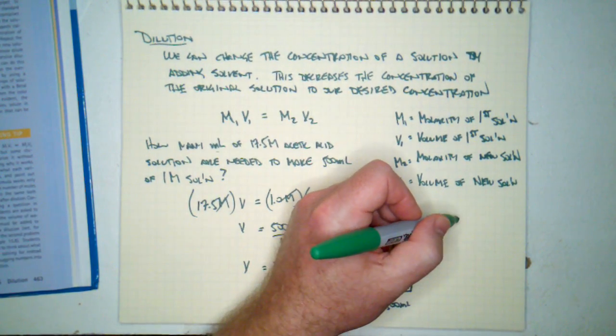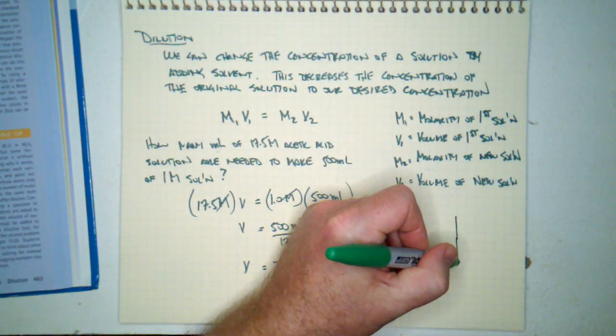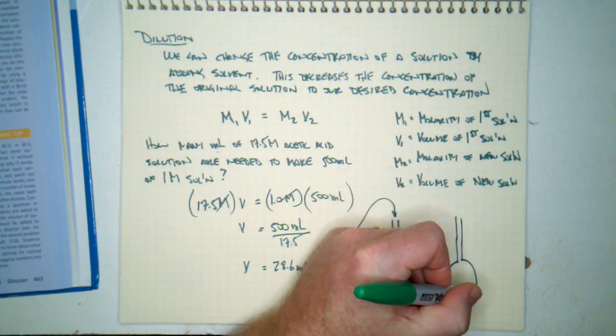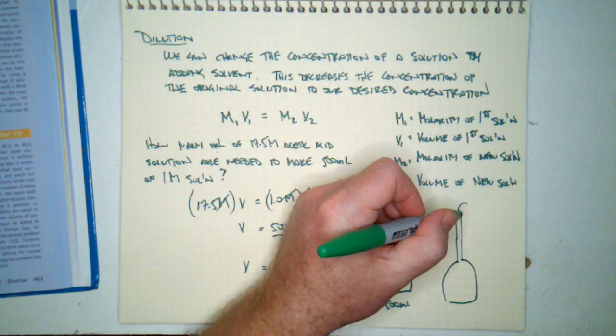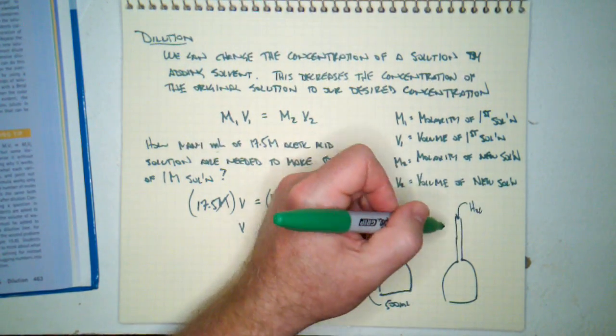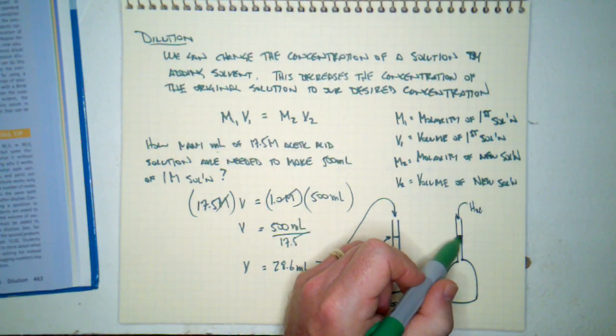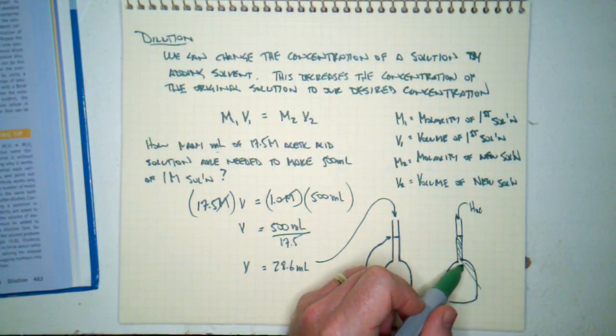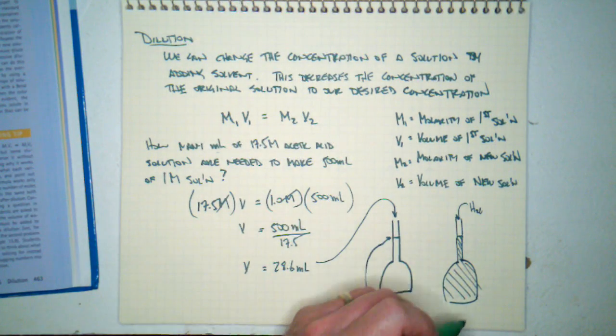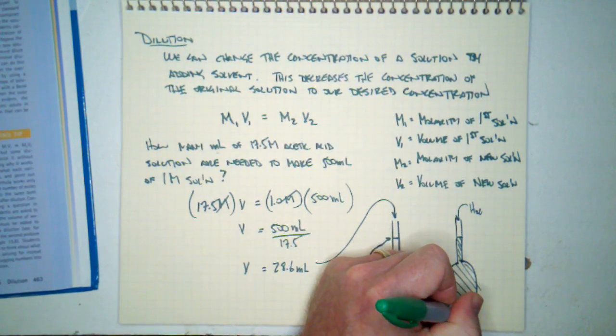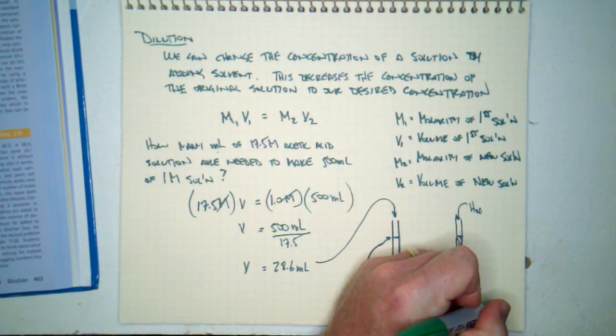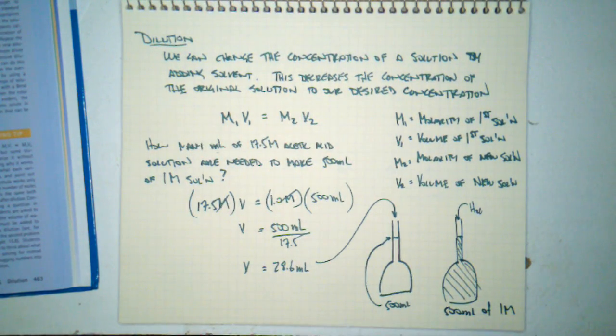And then, what I do is I just take the flask and I add water until it fills up to the line. And that makes my 500 milliliters of 1 molar acetic acid. That's the way it's done in laboratories all over the world. And that's it.